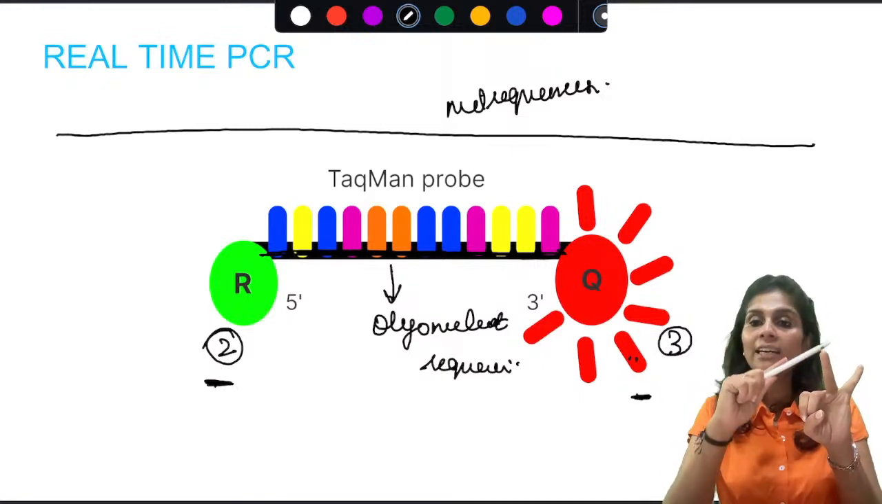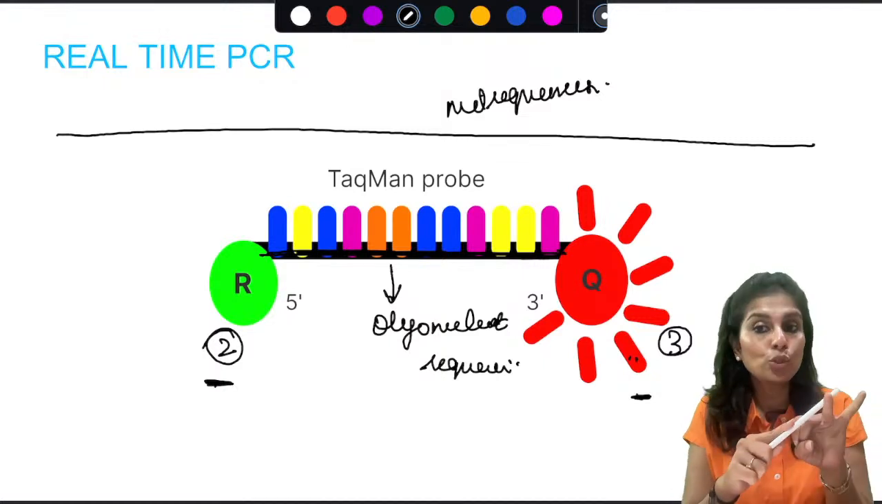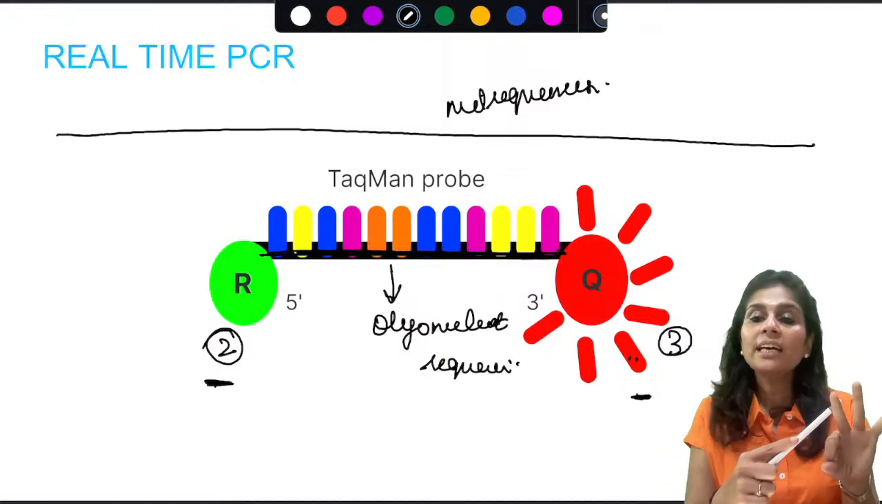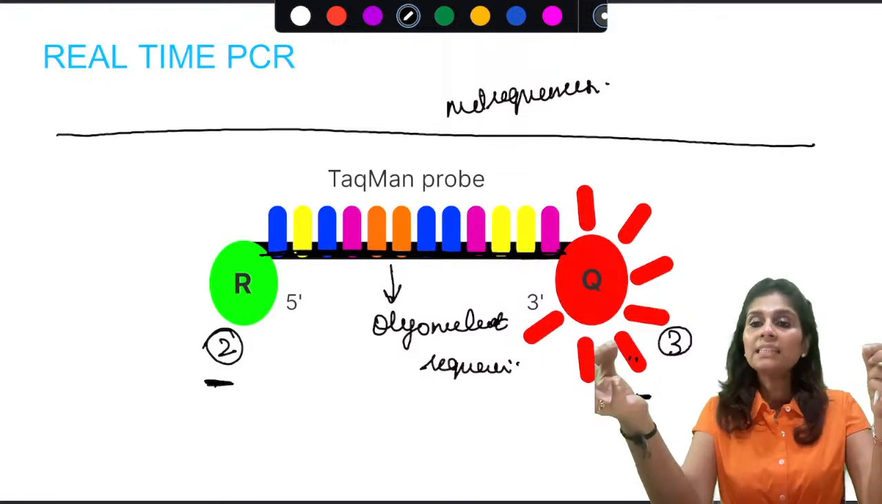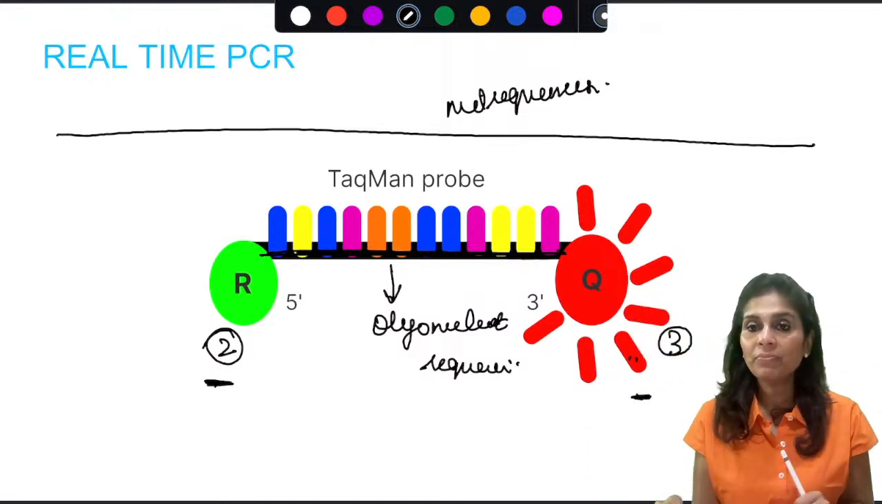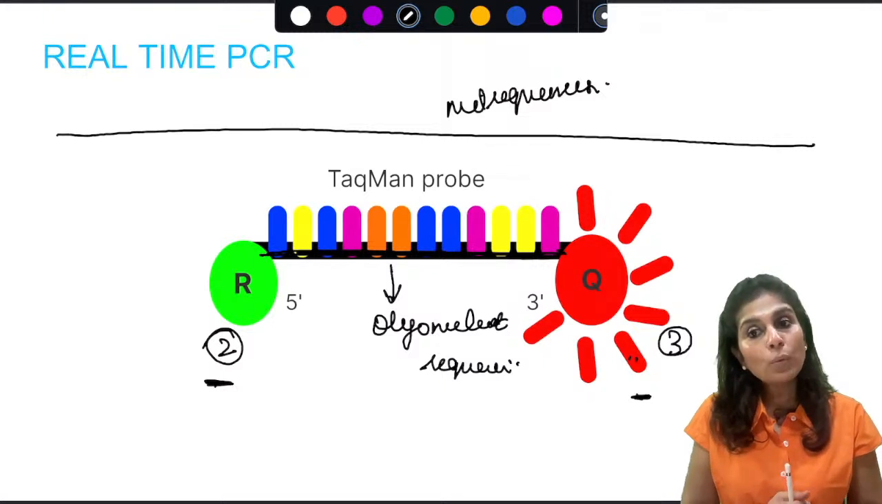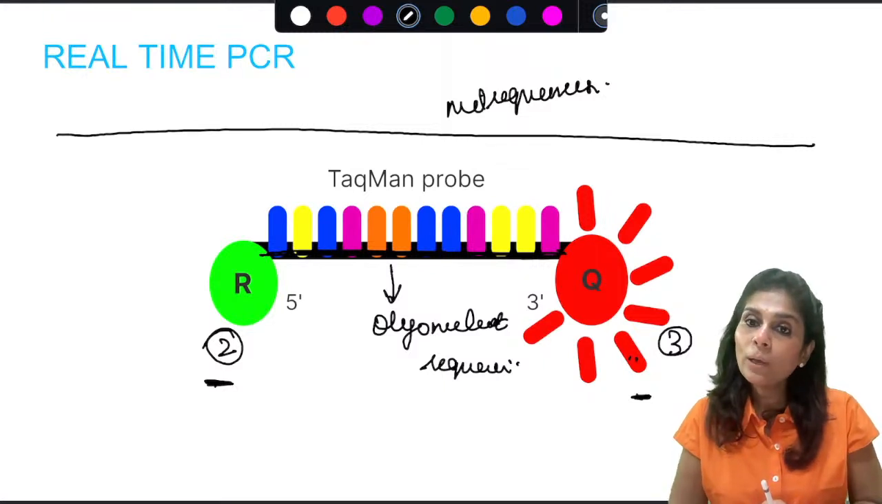And that is attached to a reporter dye, the fluorescence of which is being measured by the instrument. And the quencher dye, which quenches the fluorescence of the reporter dye. This TaqMan probe is added to all other requirements of PCR. So can you tell me what are the requirements of PCR? That is where we started the session, right? So what are the requirements of PCR?